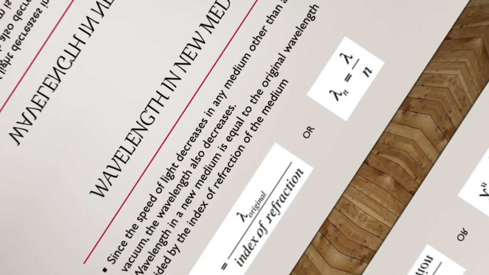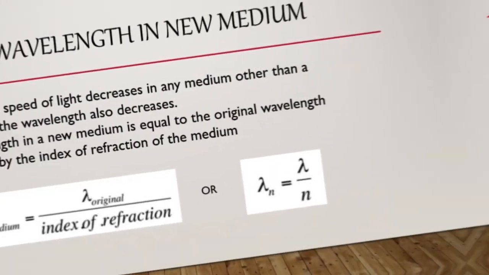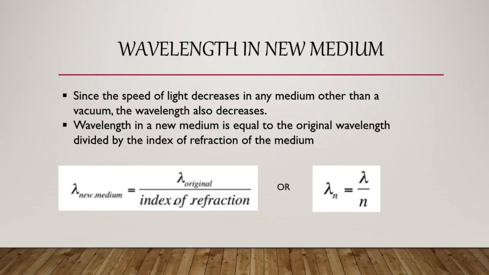Then next, the wavelength in a new medium. Since the speed of light decreases in any medium other than a vacuum, the wavelength also decreases. The wavelength in a new medium is equal to the original wavelength divided by the index of refraction of the medium. So, the wavelength in the new medium is the original wavelength upon the index of refraction, or λn = λ/n.